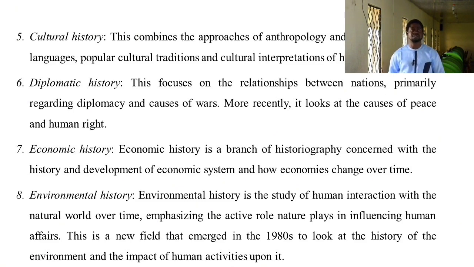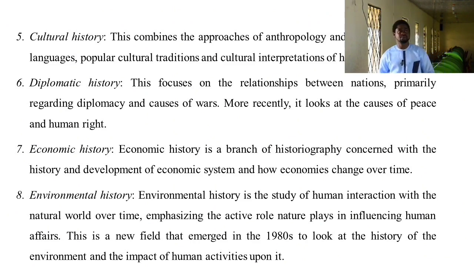Number six is diplomatic history. Diplomatic history focuses on the relationship between nations, primarily regarding diplomacy and causes of war. More recently, diplomatic history looks at the causes of peace and human rights.